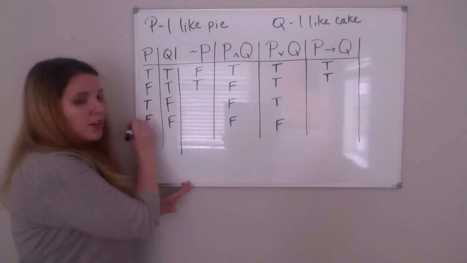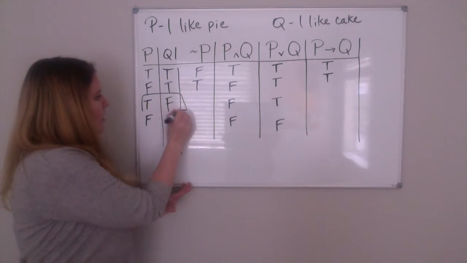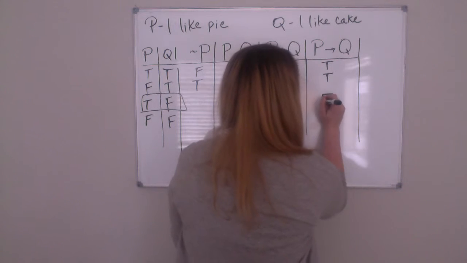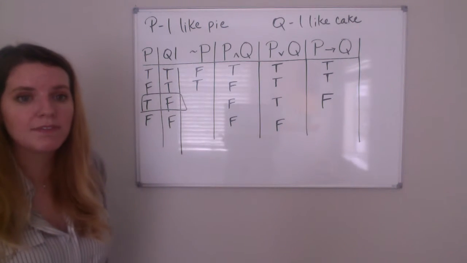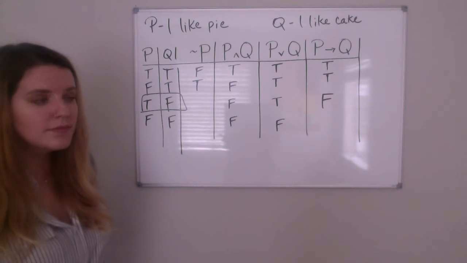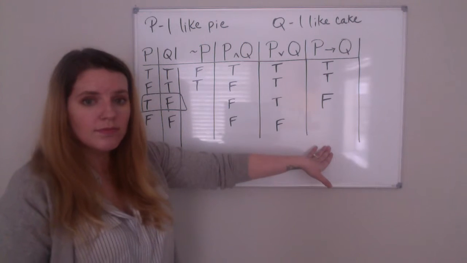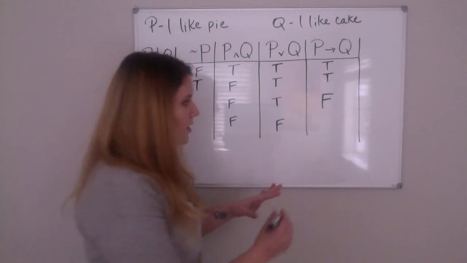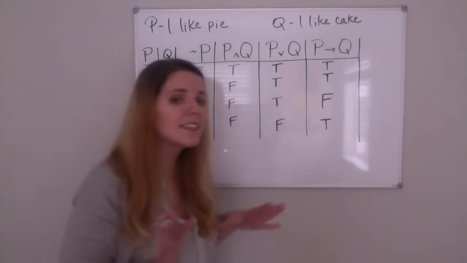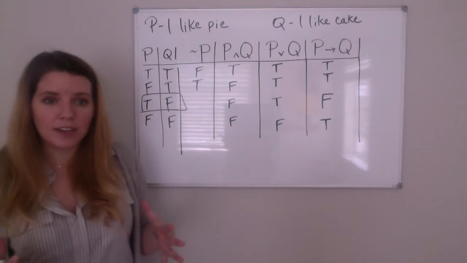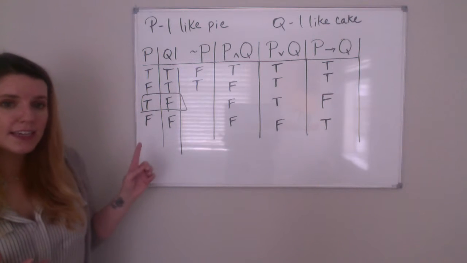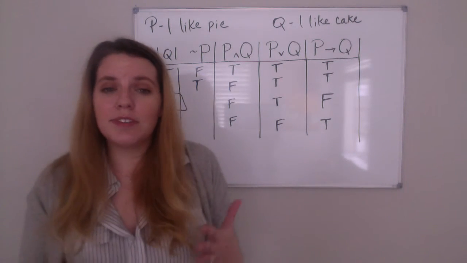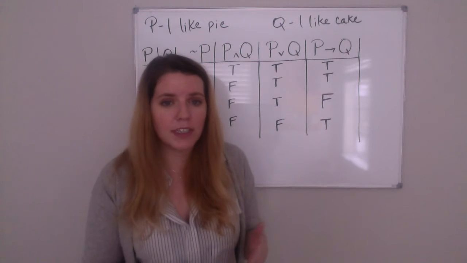So in the third row here, our conditional claim is going to be false. A conditional claim can also be true if both the antecedent and the consequent are false. So the only time a conditional claim is false is if the antecedent is true and the consequent is false. Let's think of a different example to make this make a little bit more sense, hopefully.